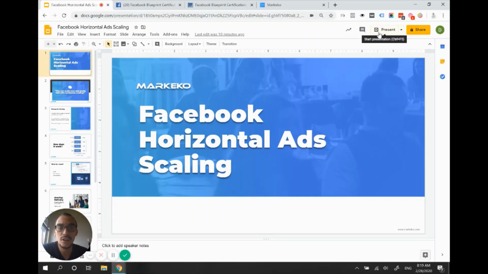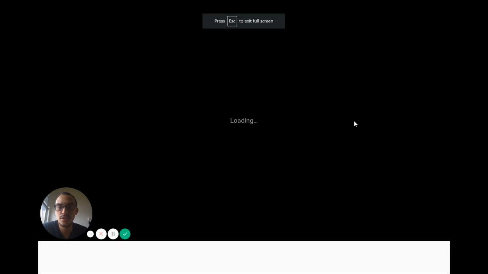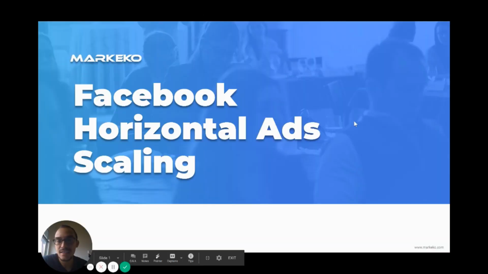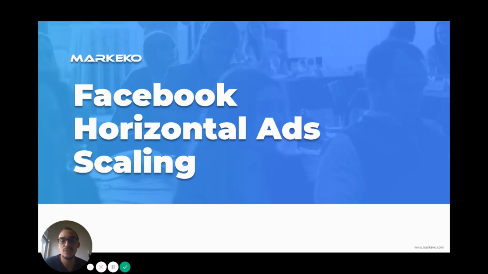Today, what we're going to talk about is Facebook horizontal ad scaling. I think this is a topic that a lot of people ask about. I see it a lot in Facebook groups and masterminds. People ask what's the difference between horizontal and vertical scaling. So I decided today to explain how horizontal ad scaling really works, when you should use it, and things to be on the lookout for, right?